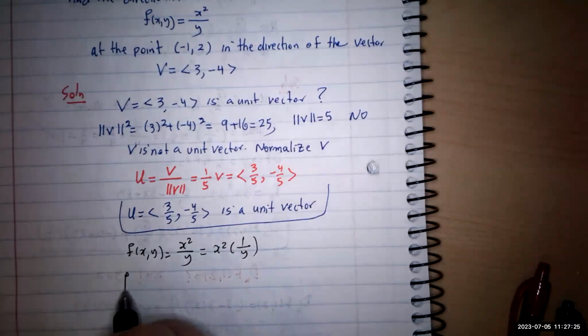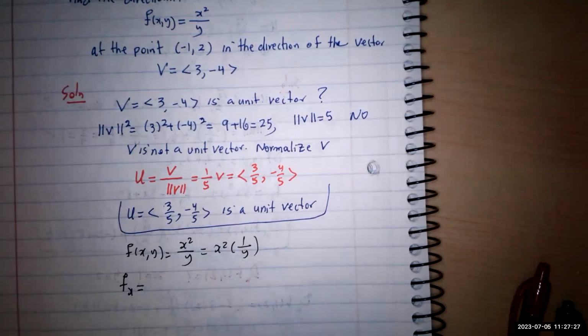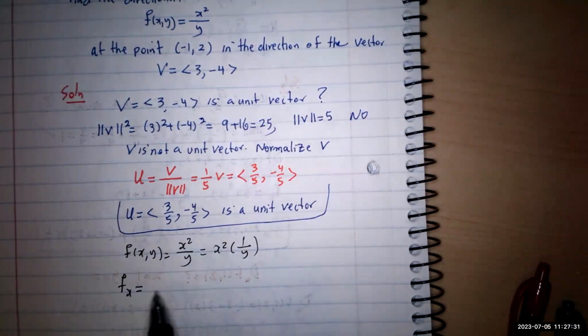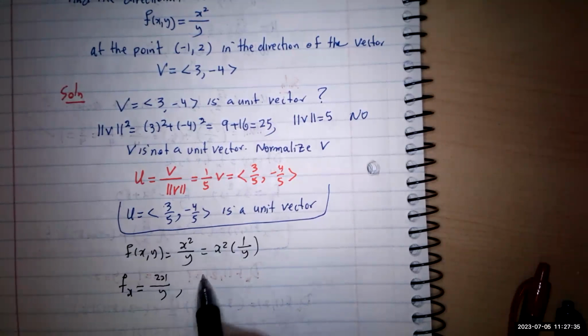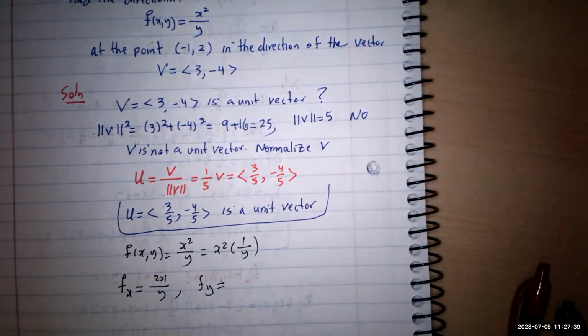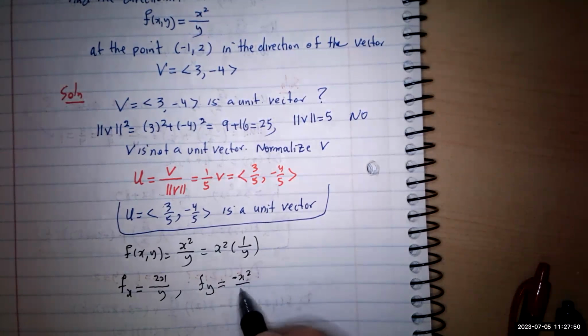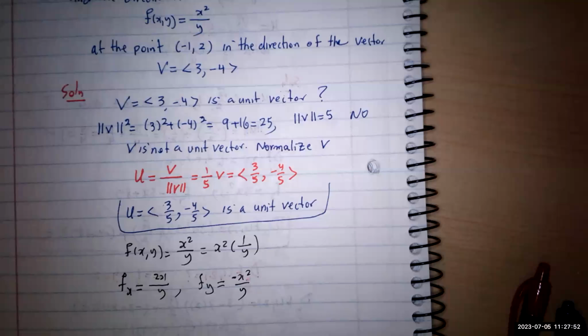So f sub x, the partial derivative with respect to x, is 2x, so that gives you 2x over y. Okay, then f sub y. You know that the derivative of 1 over y would be negative 1 over y squared. So that gives you negative x squared over y squared. So these are the partial derivatives.